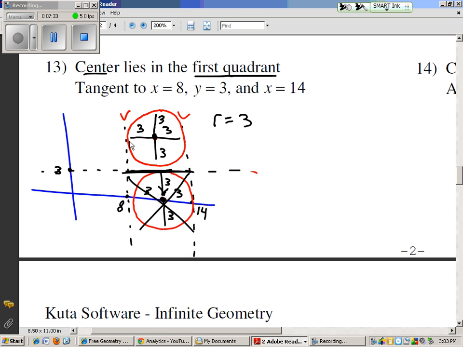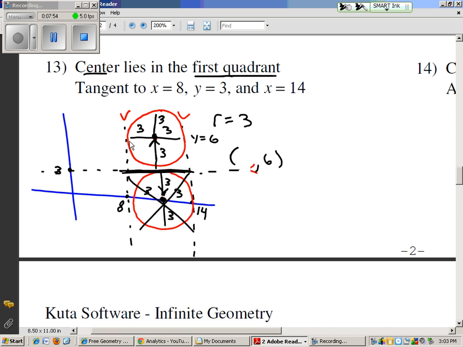And from the line y equals 3, I've got to go up 3 units to there. So that's going to be the line where y is equal to 6 here. So at this point, y is 6. So I could say that my center, the y value has to be 6. The question is, what's the x value?